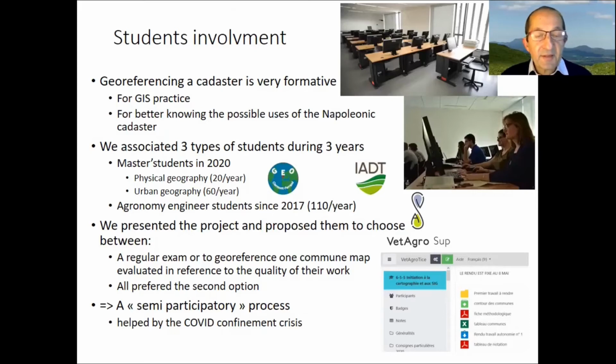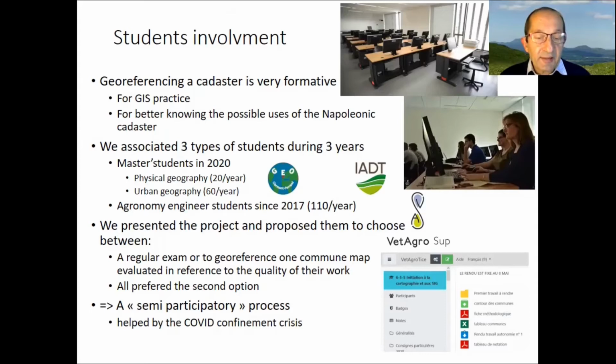We decided to associate three types of students, and we started 3 years ago. First, master's students from physical geography and urban geography, and agronomy engineer students. And as you see, the agronomic students, we had 110 per year for 3 years. And in 2020, the geographers were 80. So with the support of all these students, we covered a large part of this department.